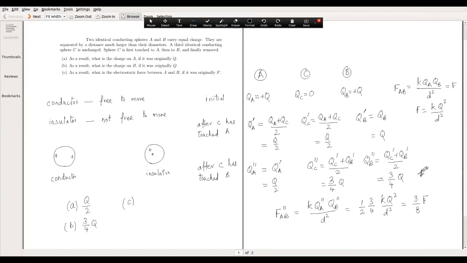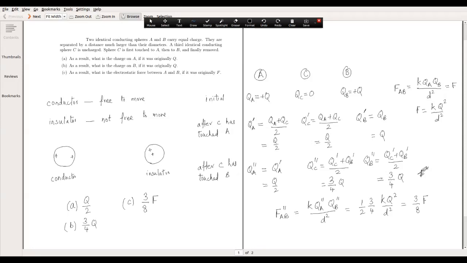So it is no more the original F. The force has decreased significantly because of this process of touching two times, once A and once B. So it's 3 over 8 of the original force F.